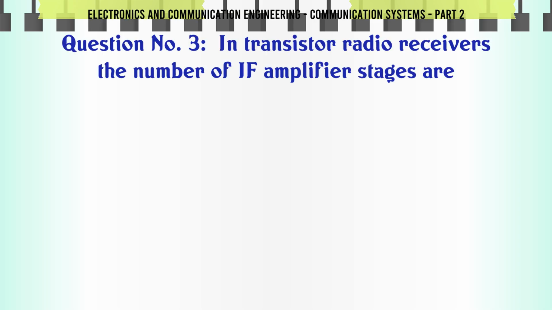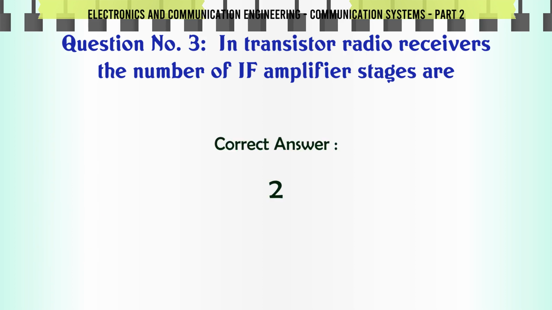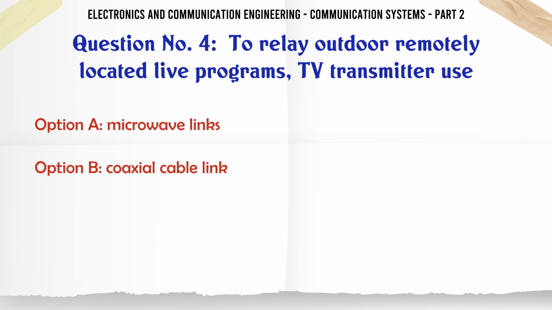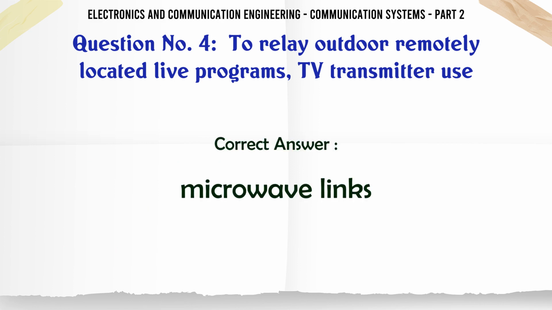In transistor radio receivers, the number of IF amplifier stages is: A. 1, B. 2, C. 4, D. 6. The correct answer is 2. To relay outdoor remotely located live programs, TV transmitters use: A. Microwave links, B. Coaxial cable link, C. Open wire link, D. Either B or C. The correct answer is microwave links.